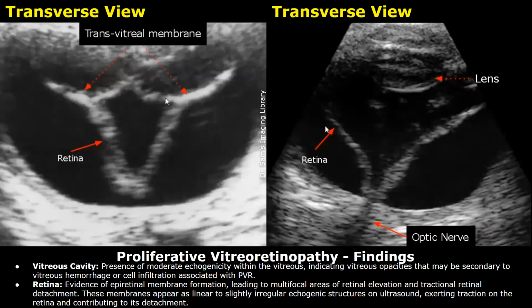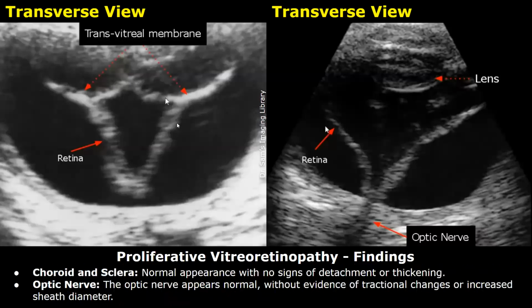In the retina, there is evidence of epiretinal membrane formation leading to multifocal areas of retinal elevation and tractional retinal detachment. These membranes may appear as linear to slightly irregular echogenic structures on ultrasound, exerting traction on the retina and contributing to its detachment. The choroid, sclera, and optic nerve are normal.